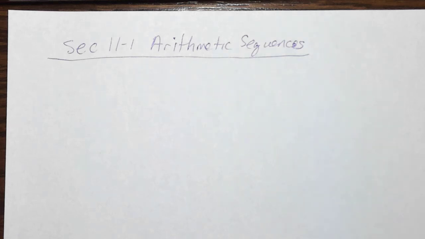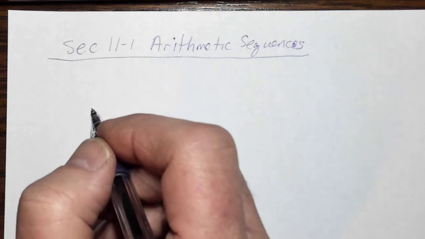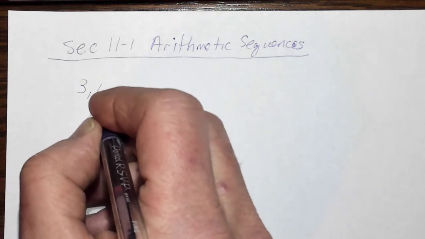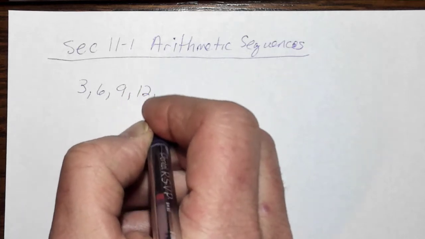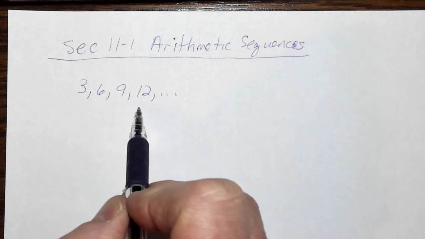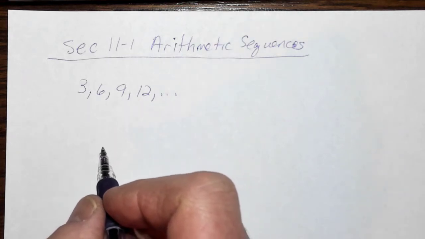Let's continue talking about arithmetic sequences. We're going to develop a formula for finding a particular term of a sequence. So let's say, for instance, I had the sequence 3, 6, 9, 12, and so on. We know that that's arithmetic because we add 3 each time to get the next term.